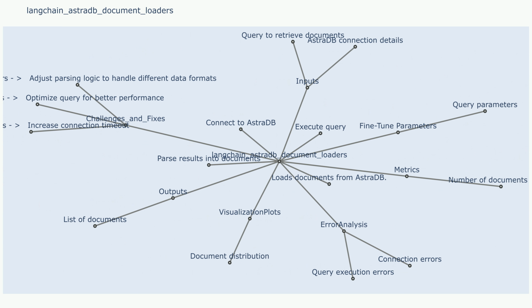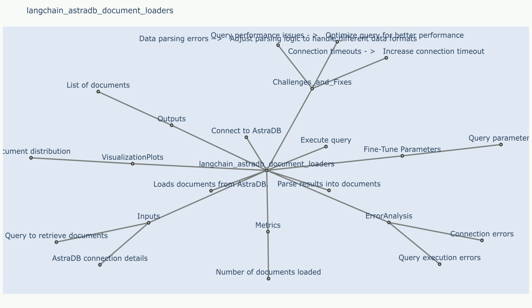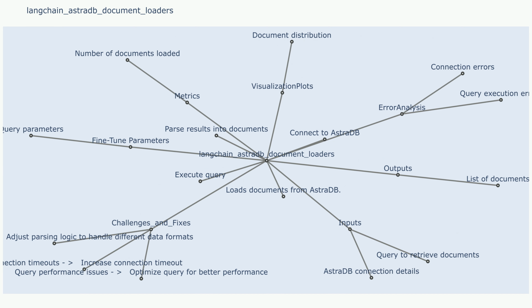None. Visualization plot 2: None. Fine-tune parameters. Parameter 1: None. Parameter 2: None. Uncertainty methods. Uncertainty method 1: None. Uncertainty method 2: None. Challenges and fixes.